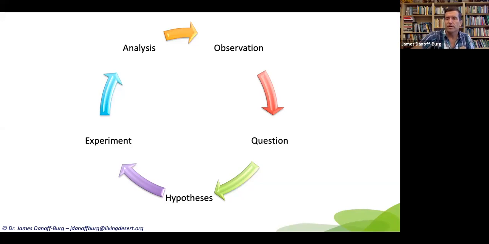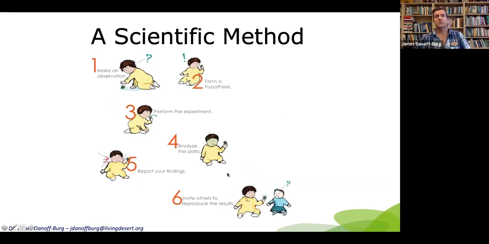So we have gone through the observation. We've gone through the question. We should be through, and will, once we do the Facebook discussion, our set of hypotheses. And very soon we will get into the experimental phase. So if we go to our next one with the babies, we've made our observation, we've asked the question, we've formed hypotheses. So we're through step 2 of the baby scientific method. We're going to design that experiment and then perform it in the future. And we're going to plan for how to analyze the data, report the findings, and invite others to reproduce the results a little later too.